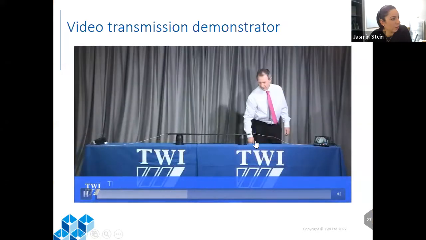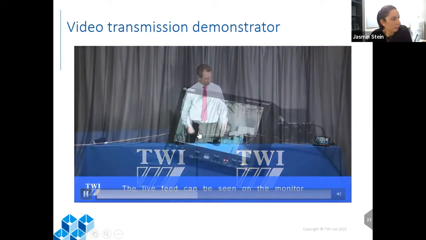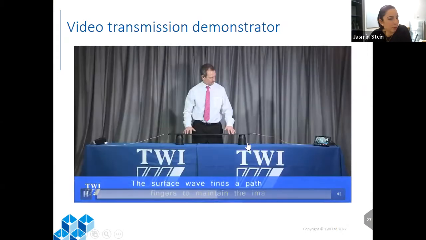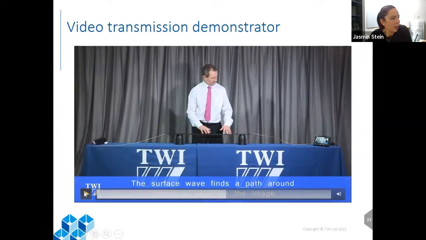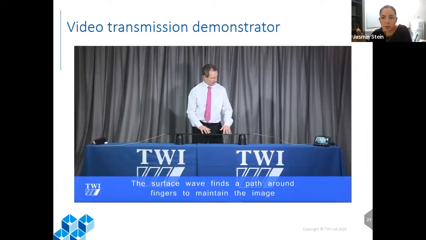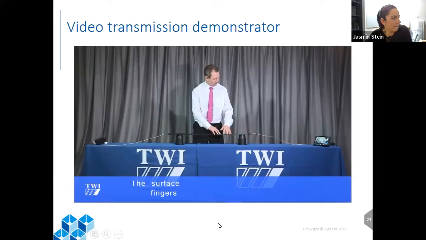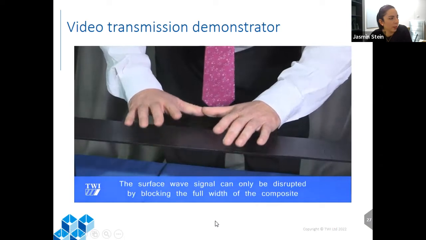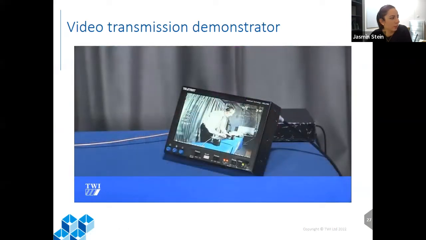You can see at the two ends, there are transducers connected. The idea is to show that if you put your fingers on, you still get the signal. I mentioned that you need a continuous surface to send the signal. As long as there's a continuous path, you will receive the signal. But if you disrupt the full width of the continuous path, then that's when you lose the signal. You can see here when you disrupt the full width, then you will lose the signal.